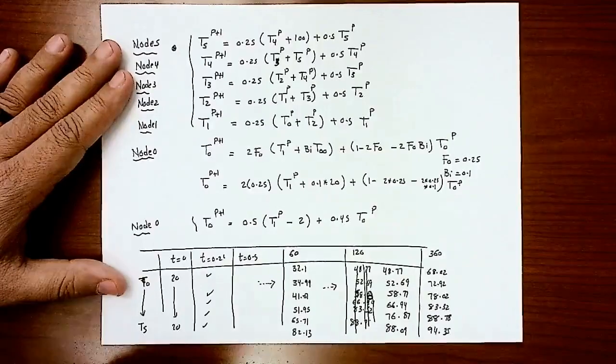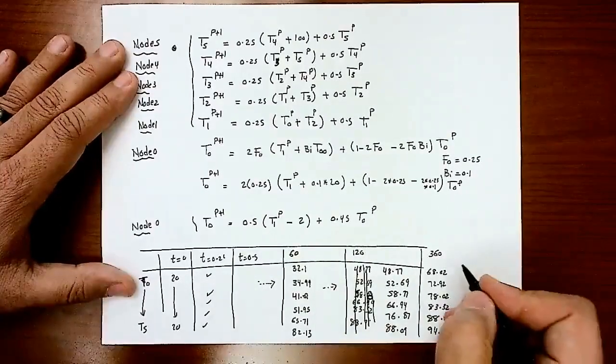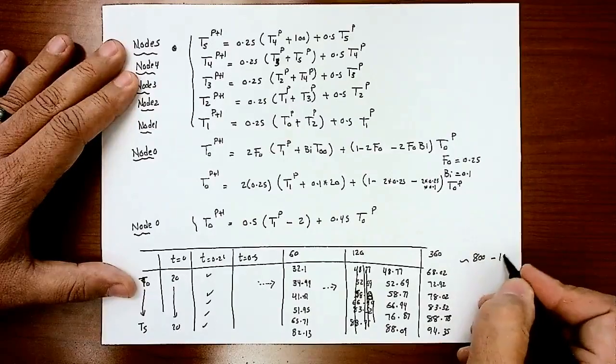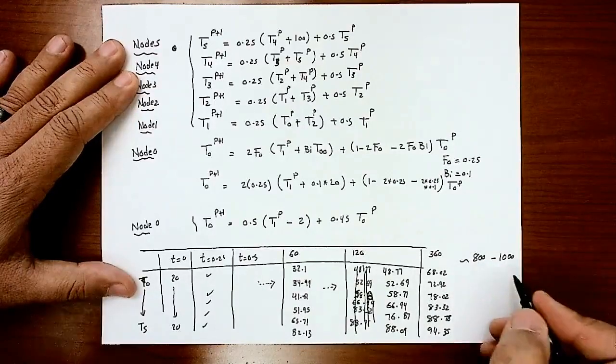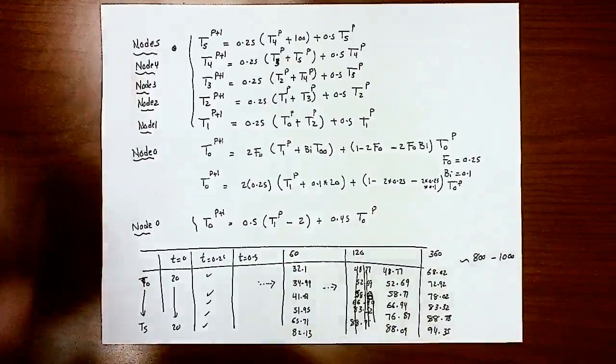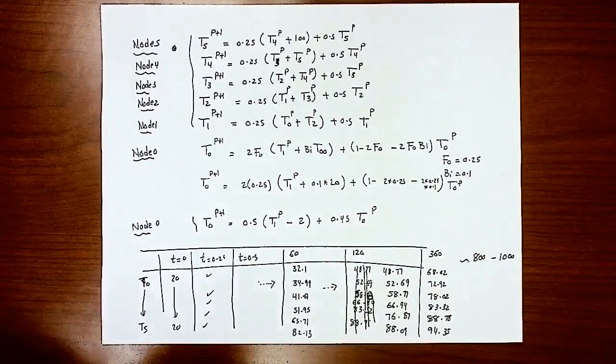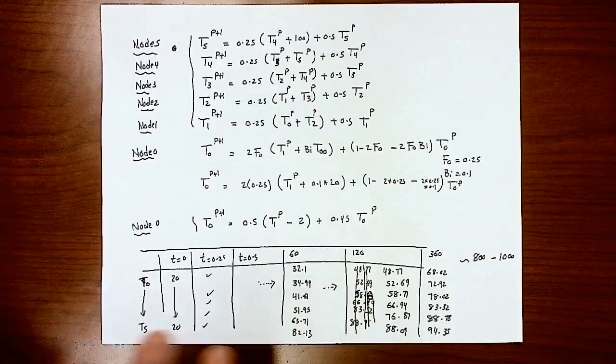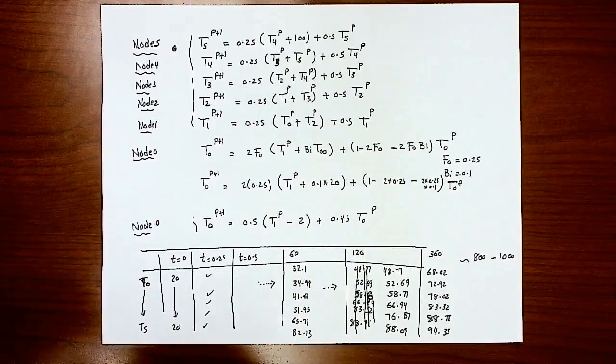Then you'll find that you reach a steady state at about 800 seconds. And if you solve for 800 and 1000 seconds, you will get the same results, near the steady state solution. So again, this is a second example, and the takeaway of this exercise is how to integrate both the finite difference and the energy balance method. This is what we did for node number 0.